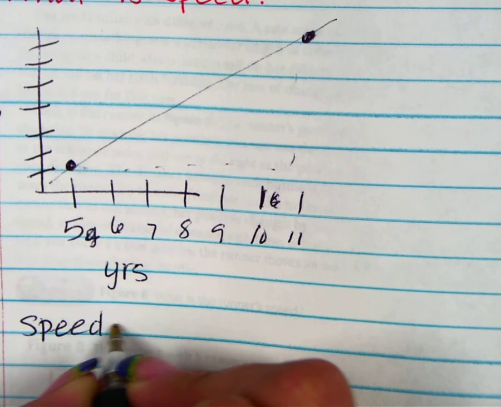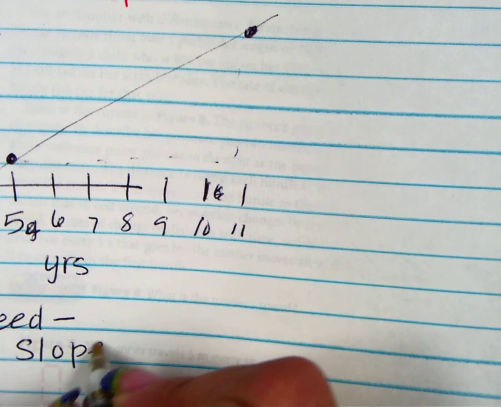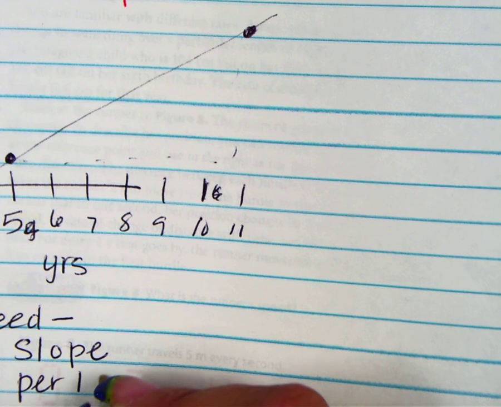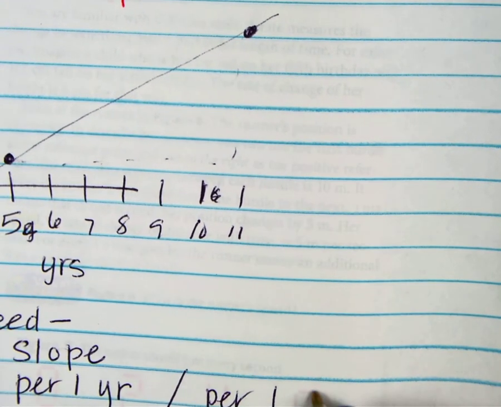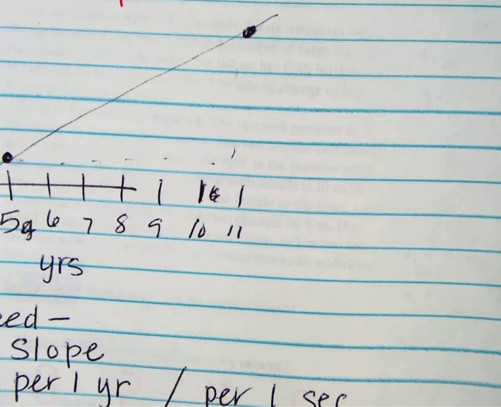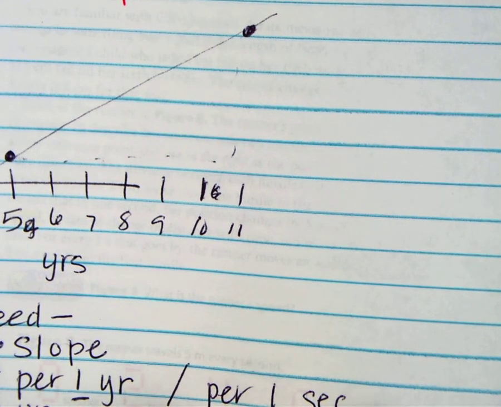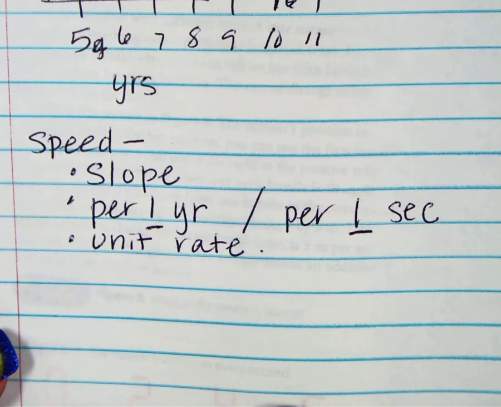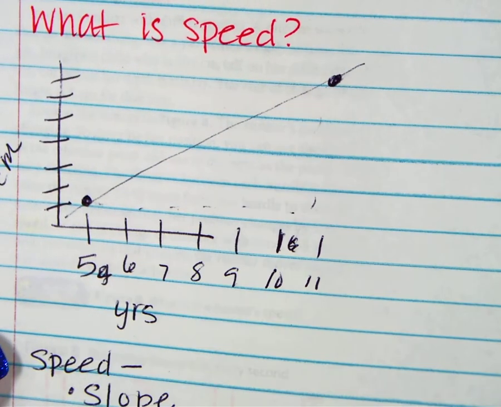So, I would say that you want to make sure that you write down that speed is like your slope, okay, and that it's per 1 year or per 1 second, okay, and that it's like that unit rate. So you want to make sure that you're using a unit rate when you're talking about speed, okay. So that's what I put down for my notes for what is speed.